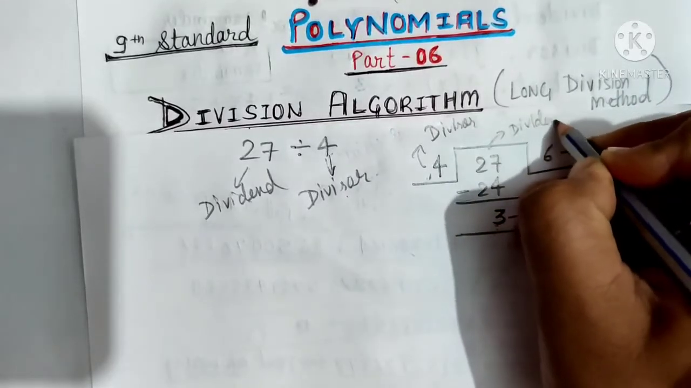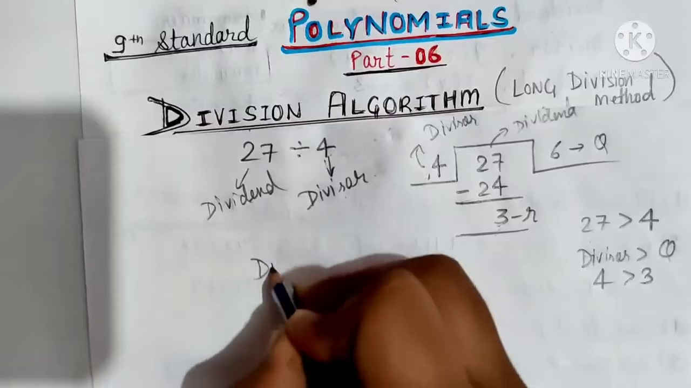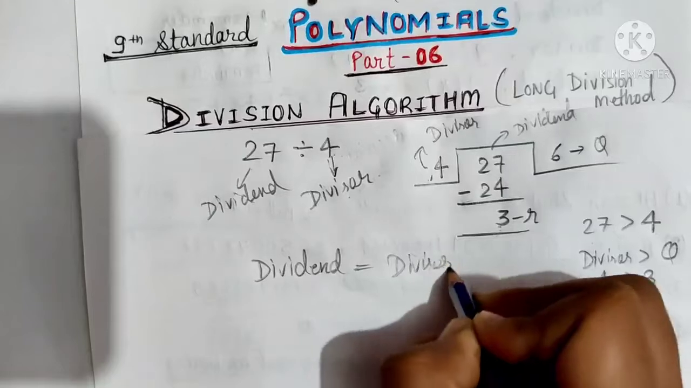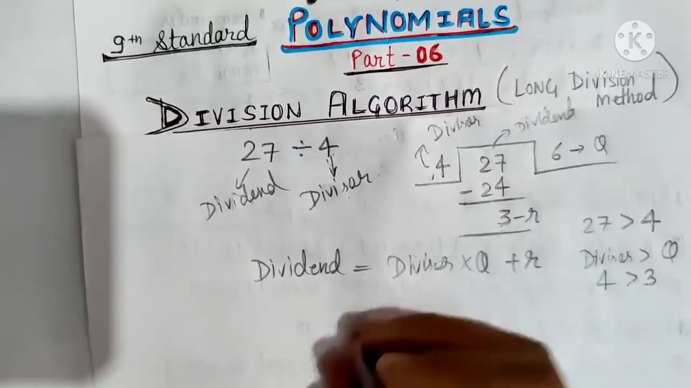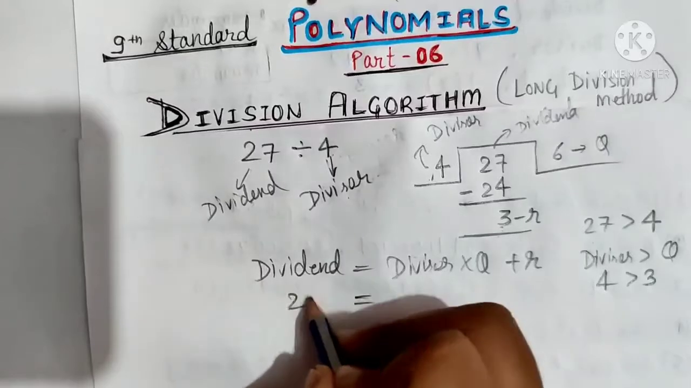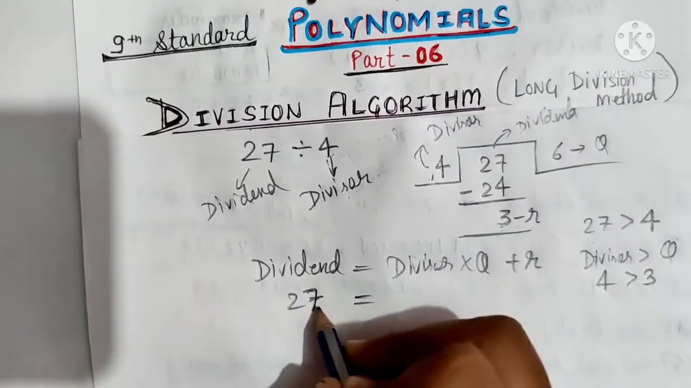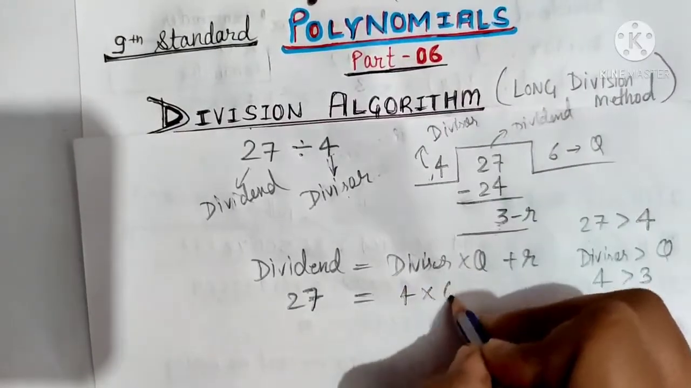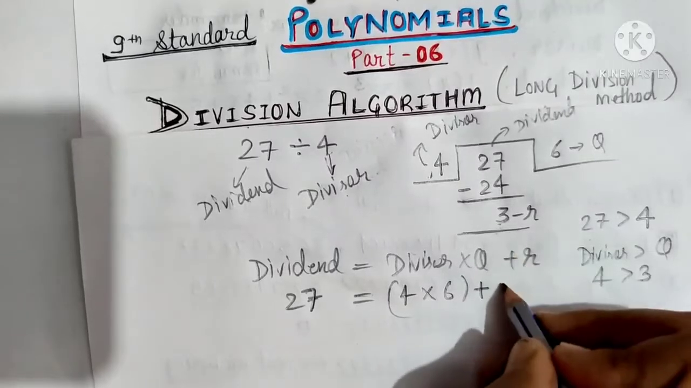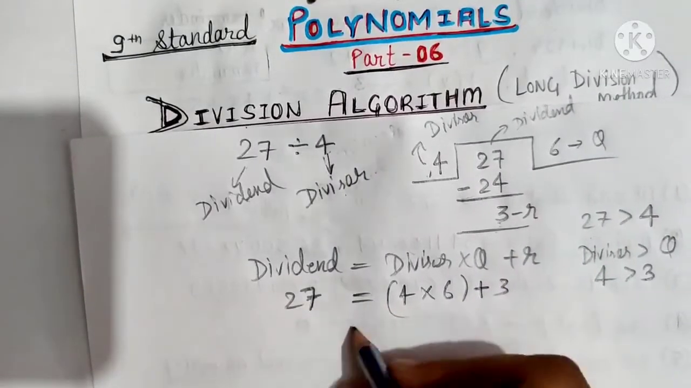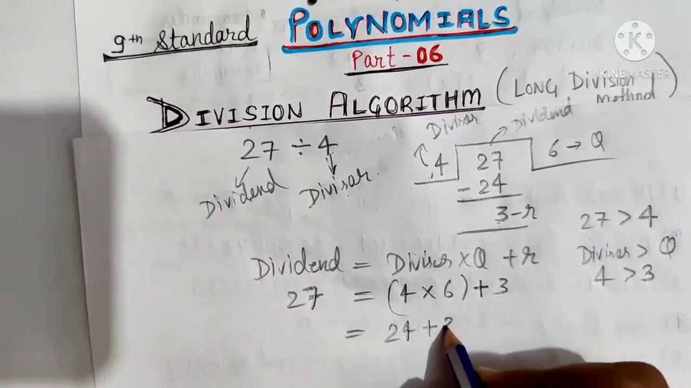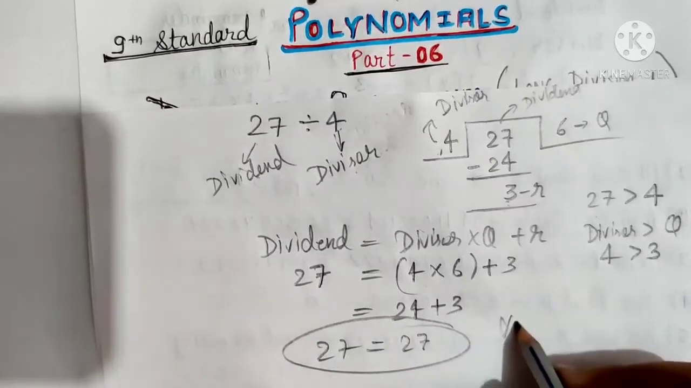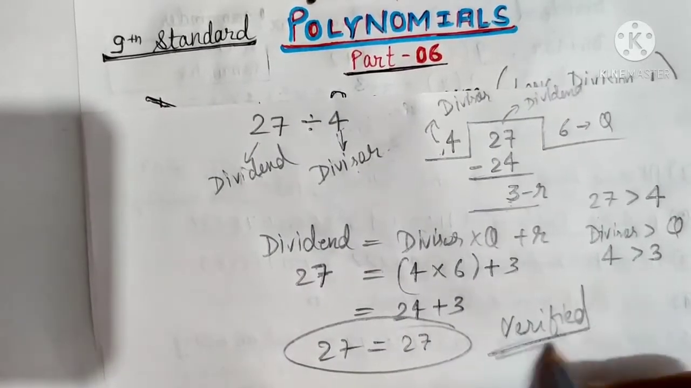We have learned one thing in previous classes, that dividend equals divisor multiplied by quotient plus remainder. Our dividend is 27. Now this left side 27 should equal the right hand side. Divisor is 4, multiplied by the quotient 6, plus the remainder, which is 3. 4 6s are 24 plus 3 is 27, and the other side is also 27. So we have verified this.